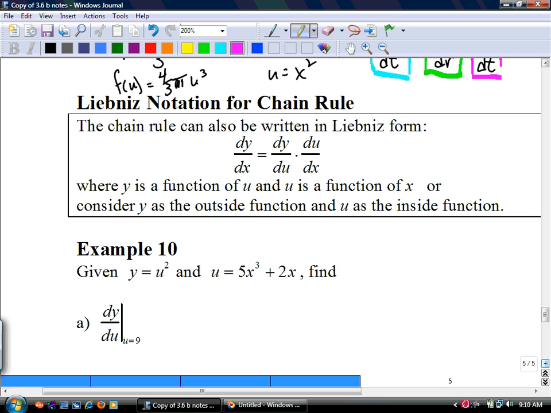Okay, so given y equals u squared and u equals 5x cubed plus 2x, find dy dx. Okay, this means find how fast the y values are changing with respect to the variable x when u is 9. So all I'm asking you to do is take the derivative of that.